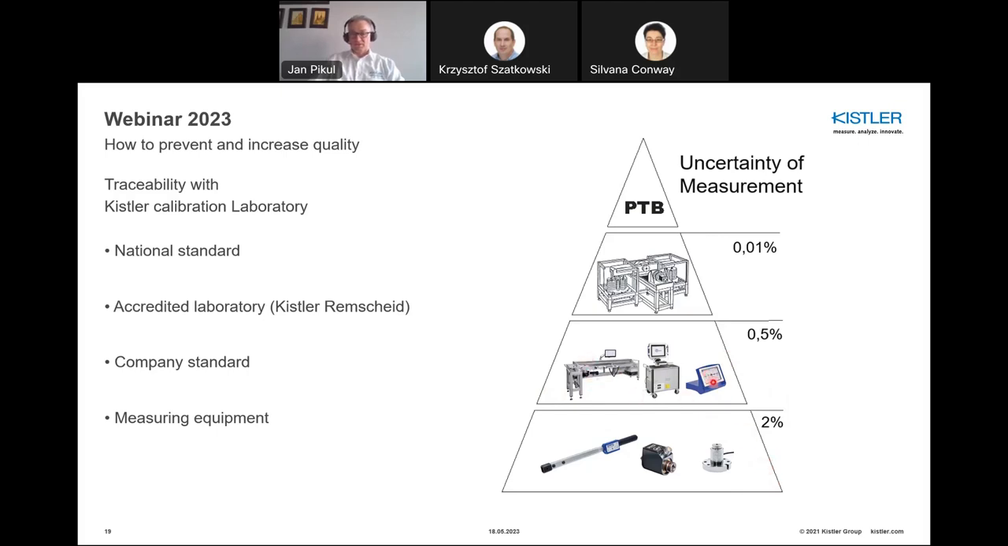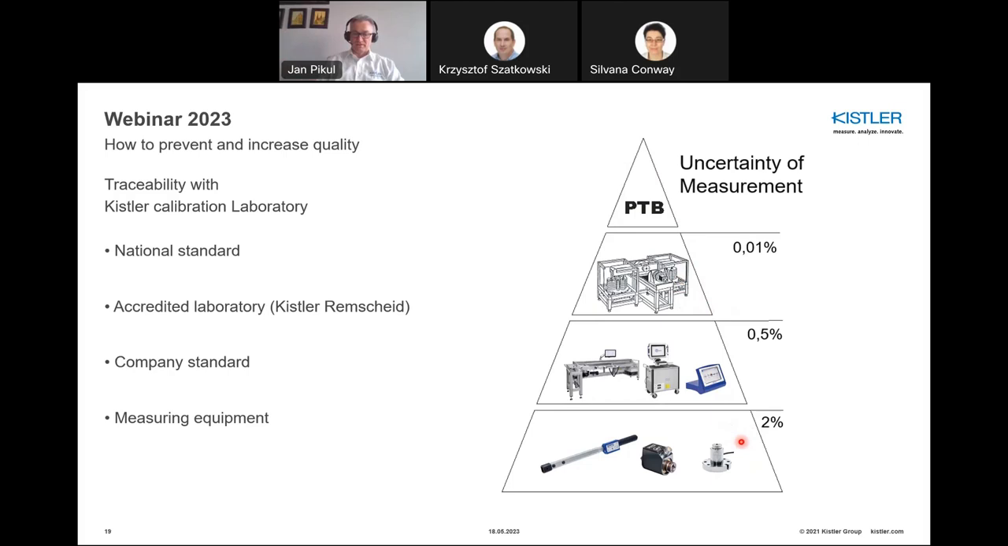On top of this level, we have our accredited laboratory. Accredited laboratory means that they directly use the national standard. They are accredited by the national organization. So once a year, or once every few years, they compare the results. The laboratory is audited by the major national laboratory, and all these systems and sensors are calibrated and compared to the national standard. So in this case, we are sure that the process is traceable.